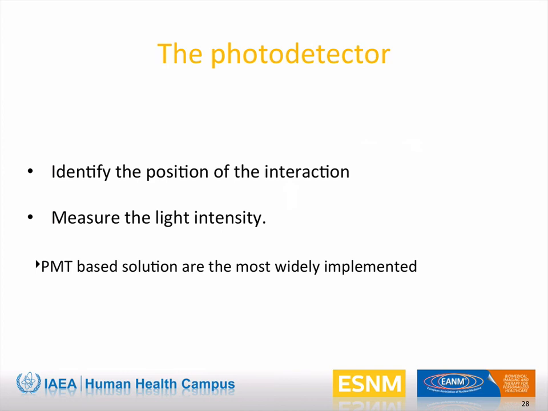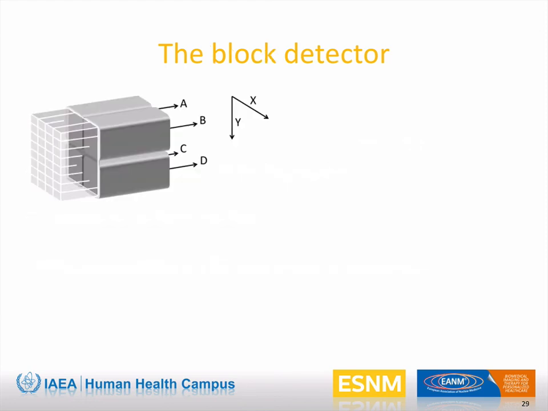When used in combination with a scintillator, the role of the photodetector is to identify the position of the interaction within the scintillator itself, and to measure the intensity of the light that is produced in the interaction. The configuration of a scintillator plus a photomultiplier tube has represented for years the favorite solution for PET detectors. The block detector was introduced by Casey and Nutt in 1996 and still represents one of the most widely used solutions for PET detectors.